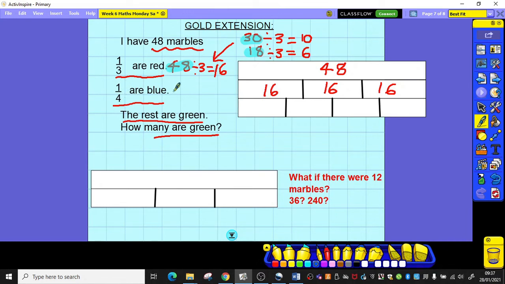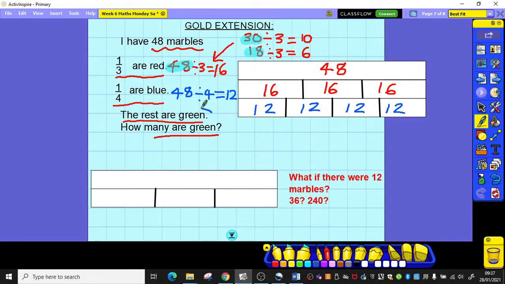1/4 are blue. So on this occasion, it's still 48 marbles. That's still my total. And I need to find 1/4 of them. So it's going to be dividing by 4. Okay, this time I know that 10 lots of 4 is 40. 12 lots of 4 is 48. So my answer is 12. I don't need to do any chunking, breaking up of this number this time. So each quarter is going to be worth 12.